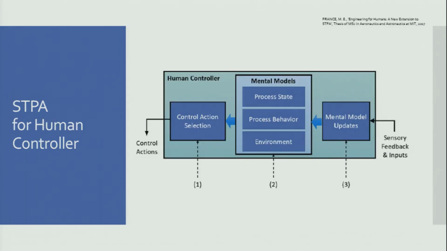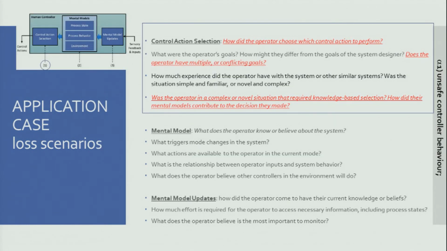In order to understand which of these parts can be interesting for our problem, we can focus on some suggested questions that we found in this publication. For example, dealing with number one, control action selection. That means, how did the operator choose which control action to perform? We can ask, does the operator have multiple or conflicting goals? Or we can ask, was the operator in a complex or novel situation that required knowledge-based selection?